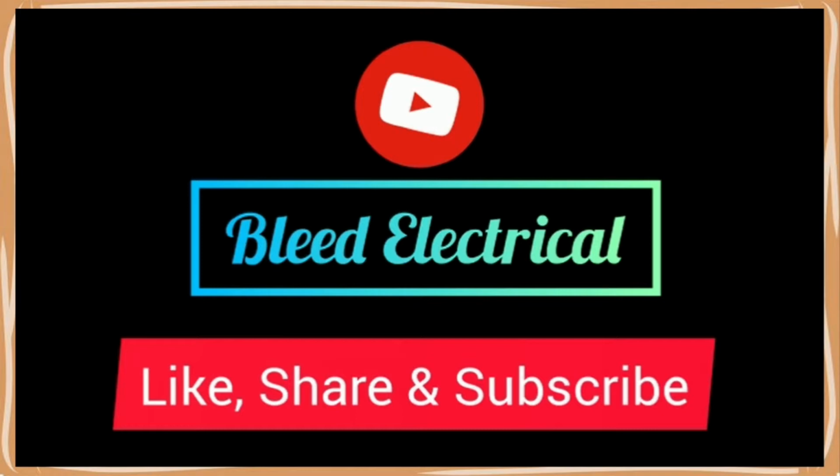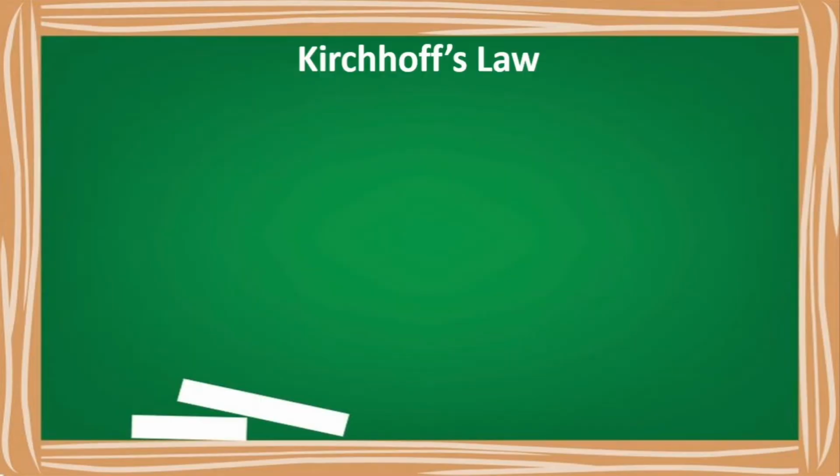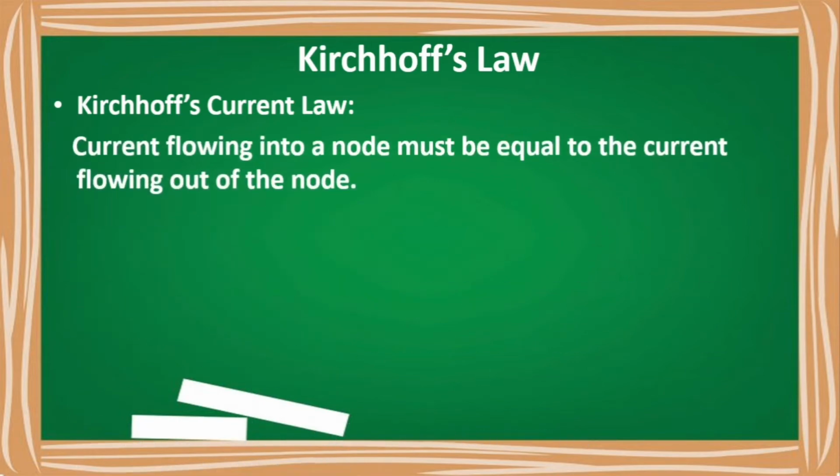We have already started with the DC circuits. Now is the time to learn Kirchhoff's laws. So let us start with Kirchhoff's current law. What is this law? Current flowing into a node must be equal to the current flowing out of the node. If we talk in simple language, then incoming current should be equal to the outgoing current.